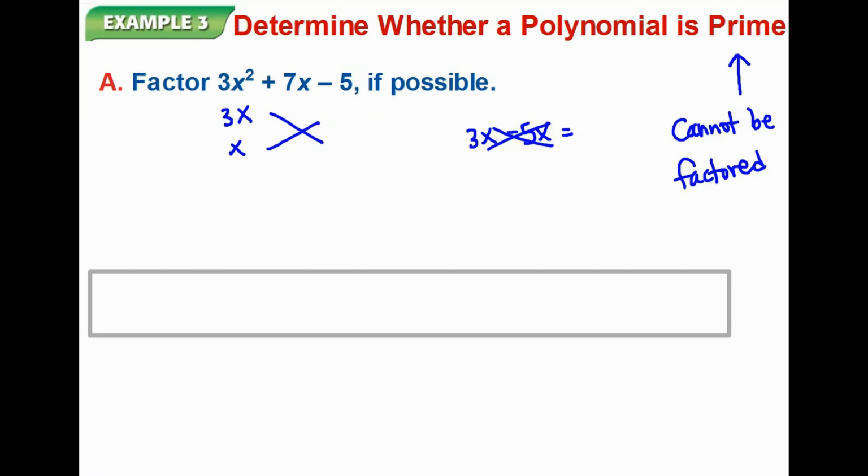What if I change the order? If I had 5 and negative 1, this one makes negative 3x. x times 5 is 5x. When I add them, it's still not 7x.